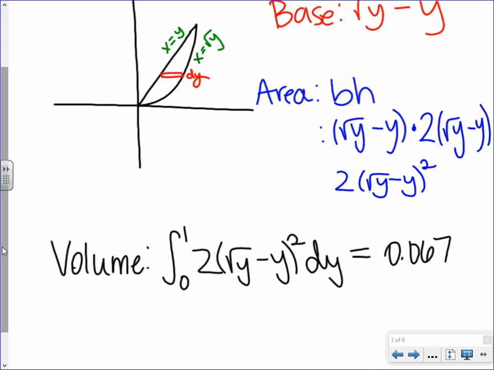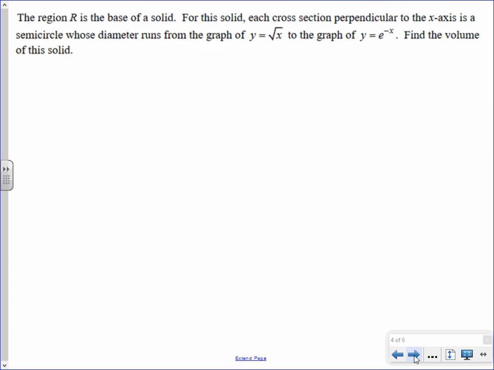Okay. All right. Let's have some fun. Okay, the region R is the base of a solid. For this solid, each cross-section is perpendicular to the x-axis, that's important, is a semicircle whose diameter runs from the graph y equals radical x to the graph of y equals e to the negative x. Find the volume of this solid.